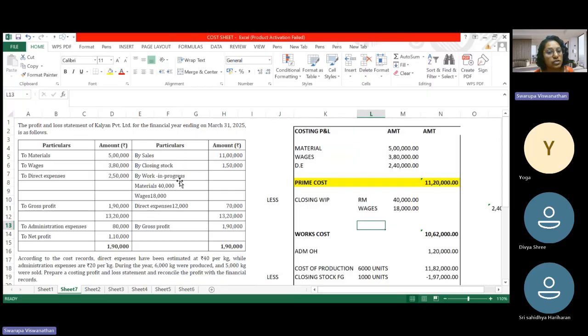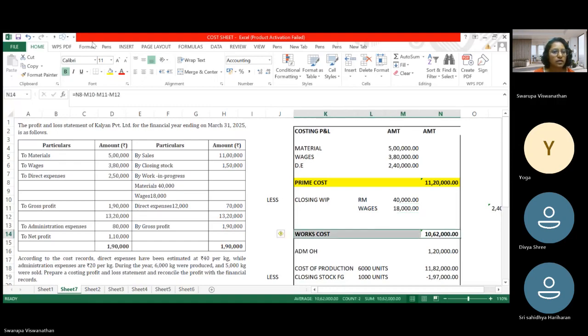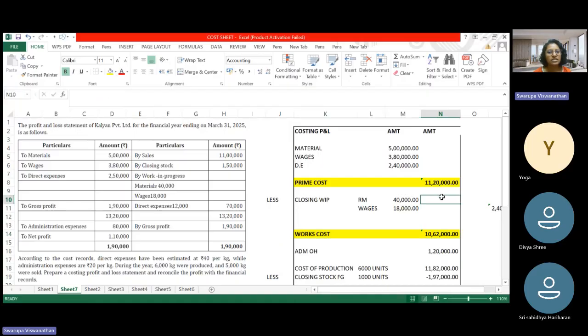But there is a closing stock of WIP that we have to adjust. So closing stock of WIP, we will adjust with respect to material and wages. Material 40,000, wages 18,000. We will get works cost. So prime cost, add opening WIP. There is no opening WIP, so opening WIP is 0, less closing WIP. Closing WIP with respect to material is 40,000 and wages is 18,000. Adjust those two, we will get works cost.